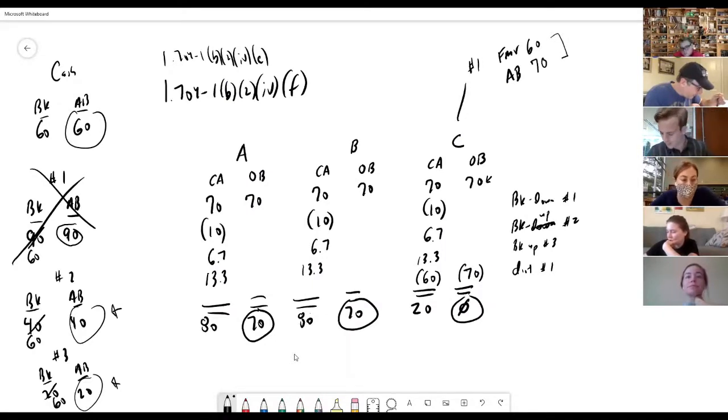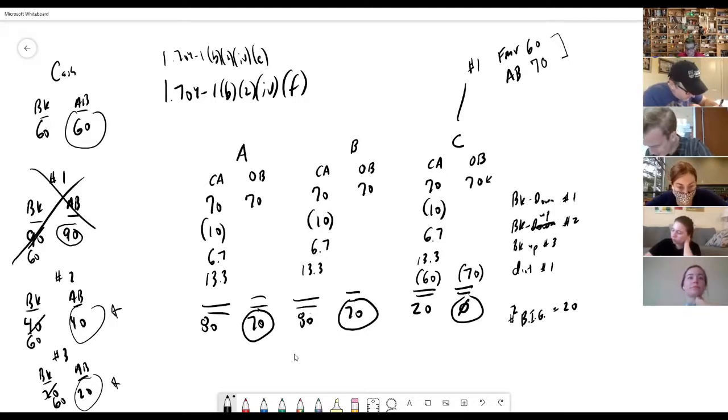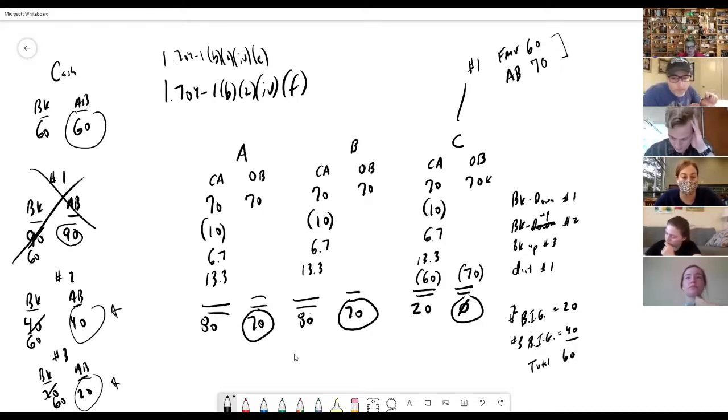Well, asset number 2 has a built-in gain of 20: $60 value, 40 basis, built-in gain of 20. Asset number 3 has a built-in gain of 40: fair market value of 60, basis of 20. So there's a total of 60 built-in gain. 20 of the built-in gain is number 2, so 20/60ths of the built-in gain, 1/3 of the total built-in gain, is in 2, and 2/3 in 3.